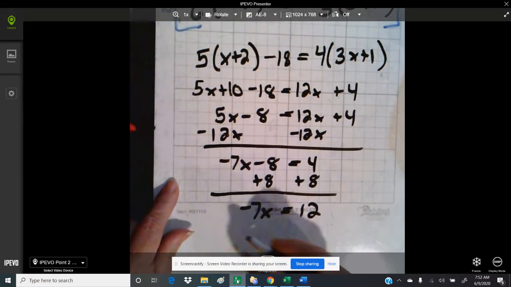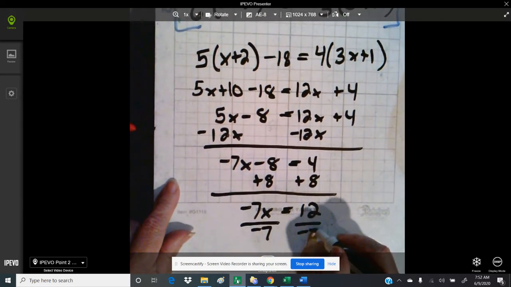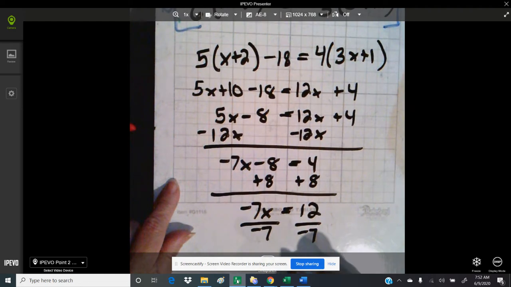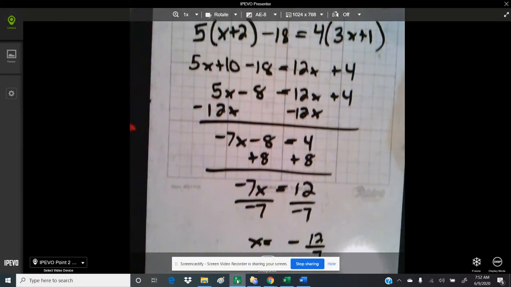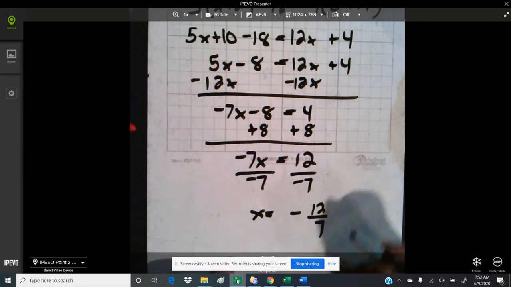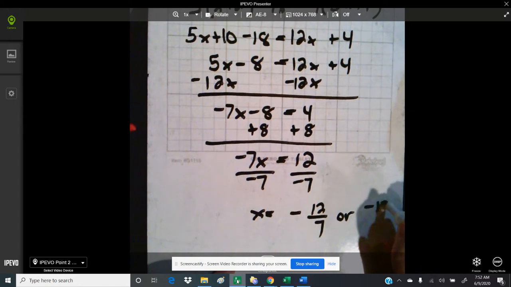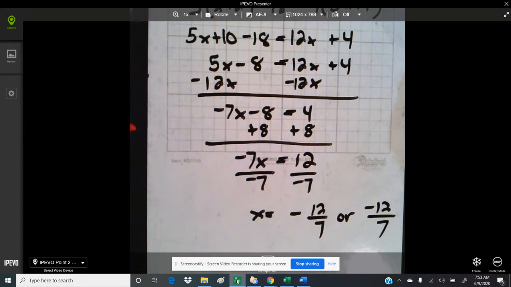And to finish this up, I'm just going to divide by negative 7. And I get x equals negative 12 over 7. Remember, you never want to leave a negative in the denominator. It should either be out front or it could be in the numerator, but never ever in the denominator.